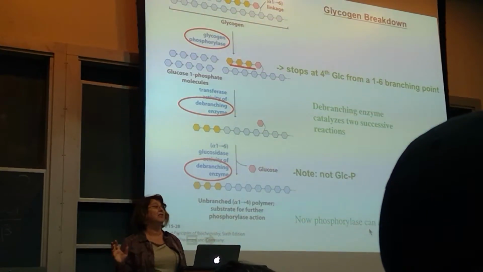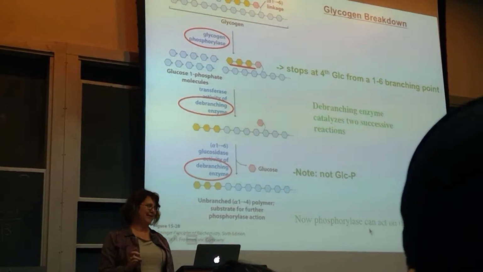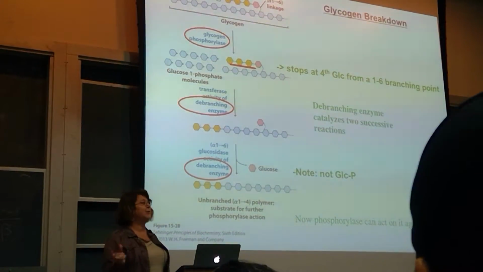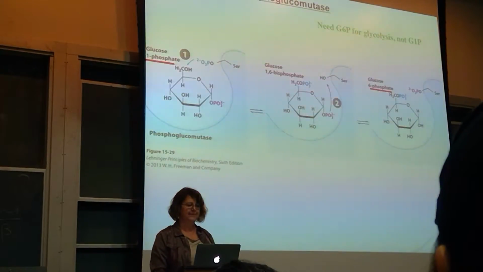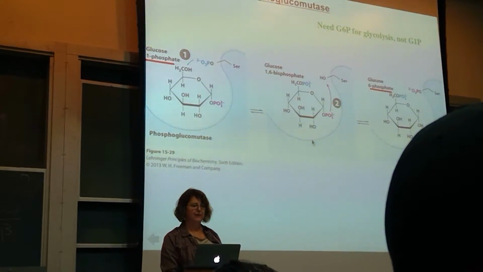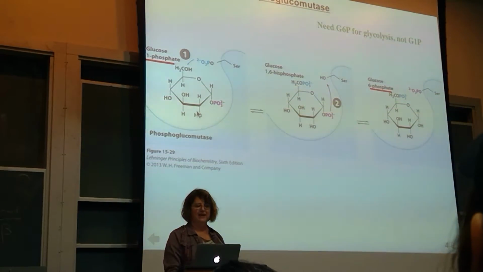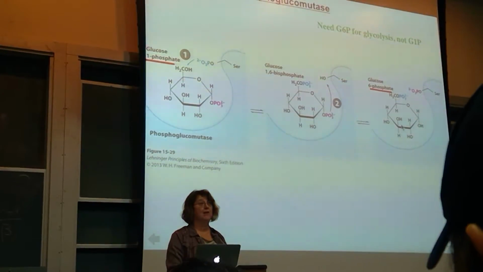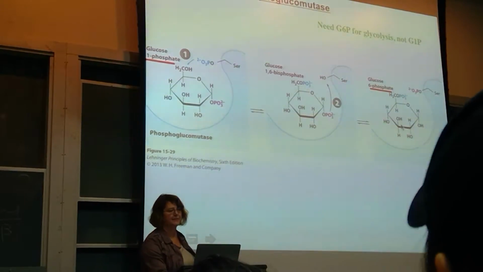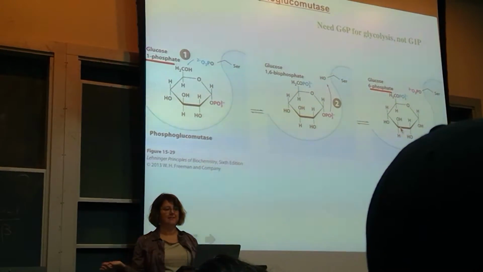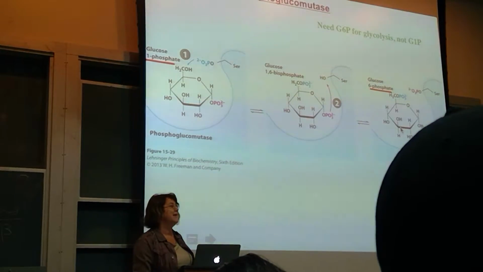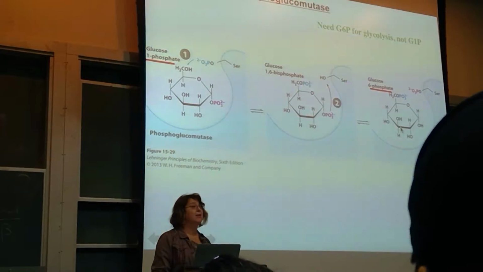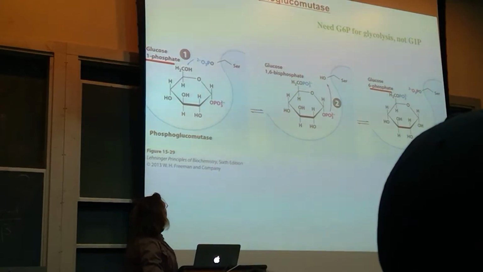So now we're left with a lot of glucose 1-phosphates and a few glucoses. So we have to convert the glucose 1-phosphate to glucose 6-phosphate for glycolysis, or for other things, like the pentose phosphate pathway, or even gluconeogenesis.